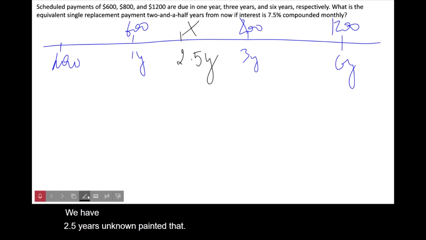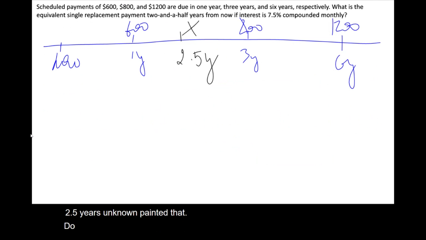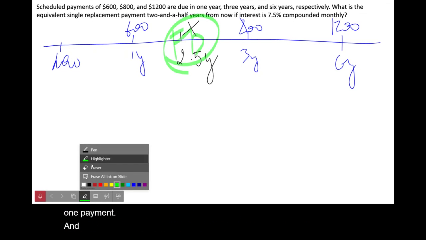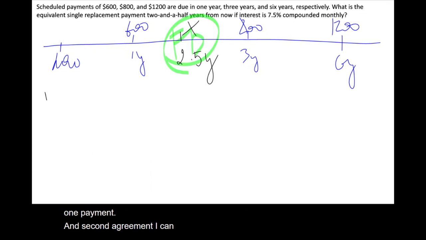Right? Do we need a focal date here, people? Yes or no? Yes. And where is it? Yes. Very good. The focal date is here. So my logic is the following. Since I have one payment in the second agreement, I can create the equation right away.